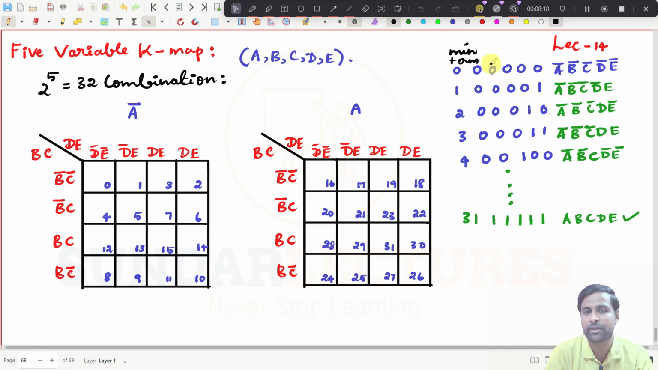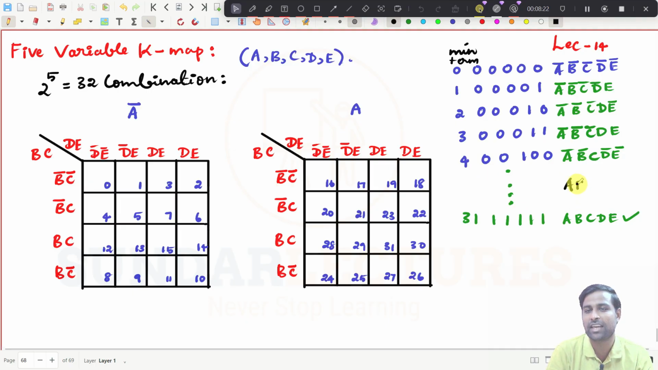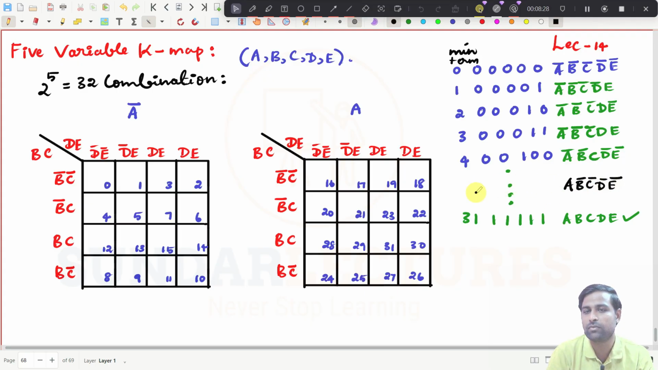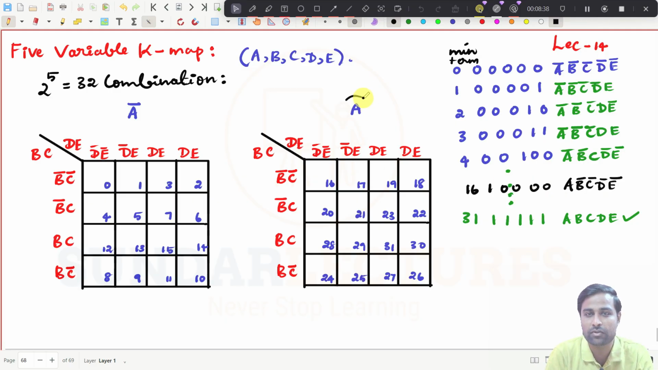So next, what happens now? After 16 combinations, A starts to come. Like A bar, B bar, C bar, D bar, E bar. What will be this value? This is combination number 16, which is 1, 0, 0, 0, 0. It will come like this. And what is this one now? This will be here, so you have to start from here.